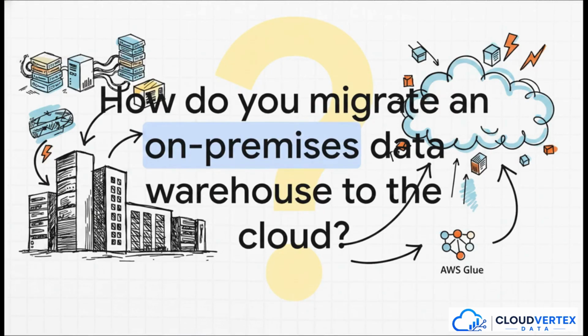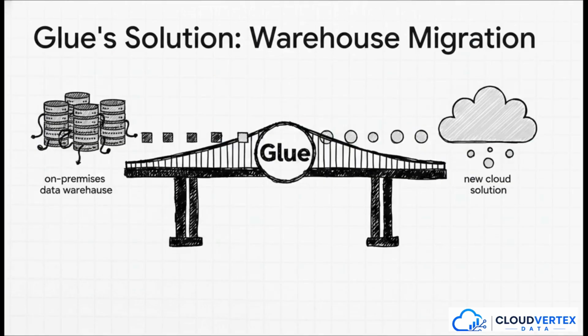Now, let's talk about a really big strategic move, migrating a legacy on-premises data warehouse to a modern cloud solution like Amazon Redshift. This is a massive, often scary undertaking for any organization. This is where Glue's power as a migration bridge really comes into play. It can connect directly to your old on-prem system, extract the data, transform it on the fly to fit the new cloud schema, and then manage the entire loading process, often in parallel, to make that migration as fast and as seamless as possible.